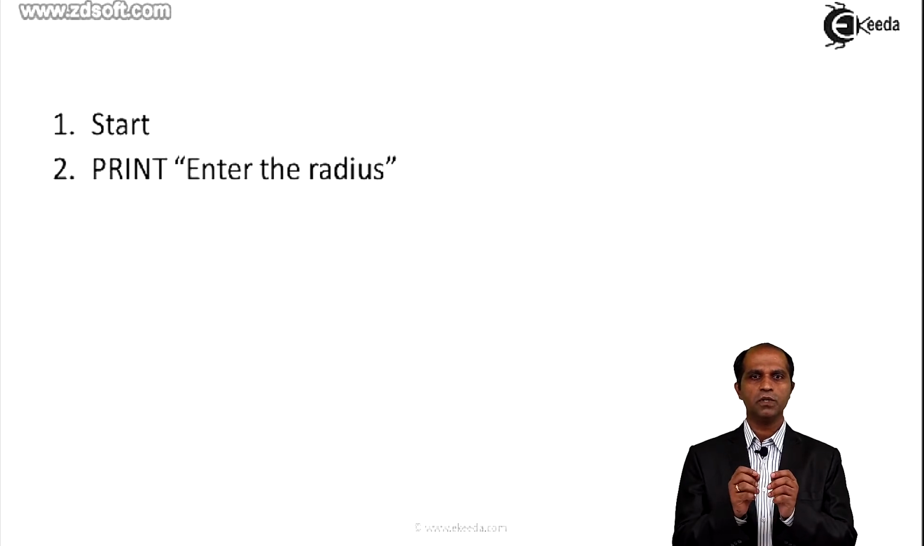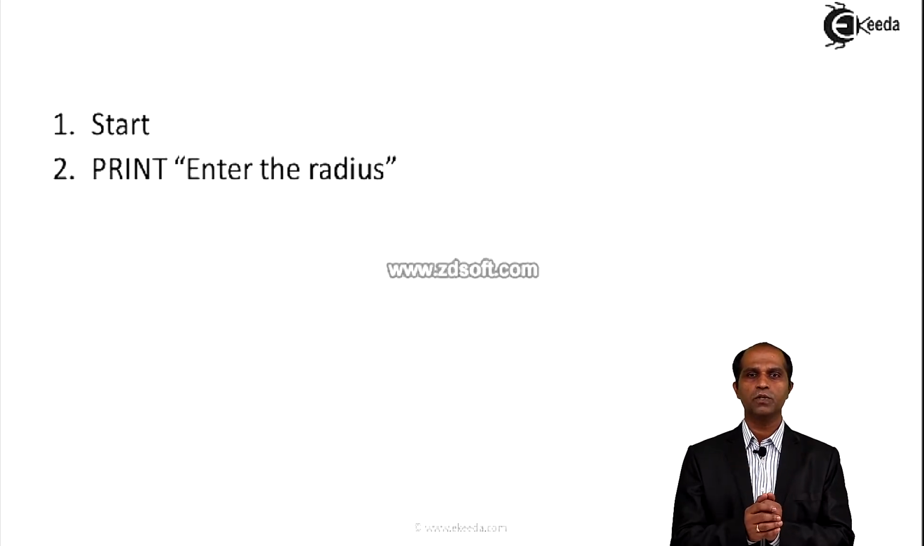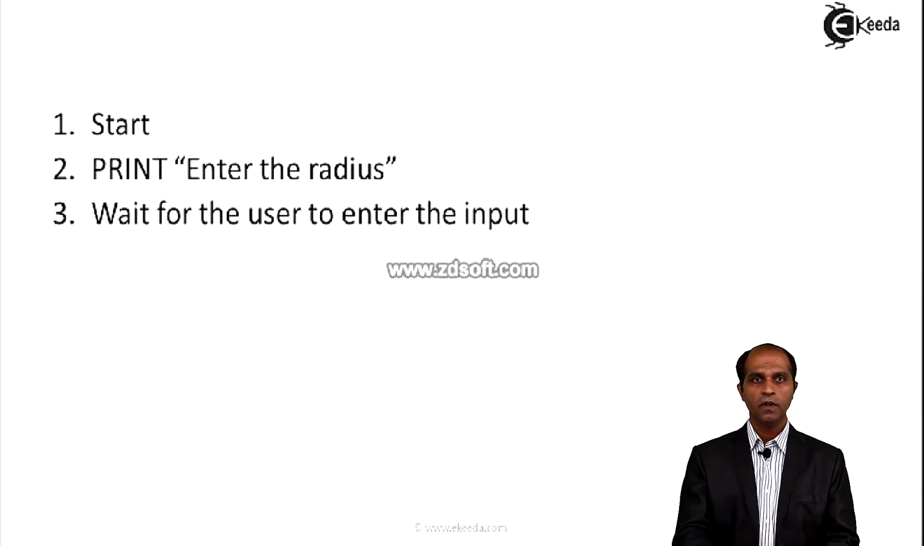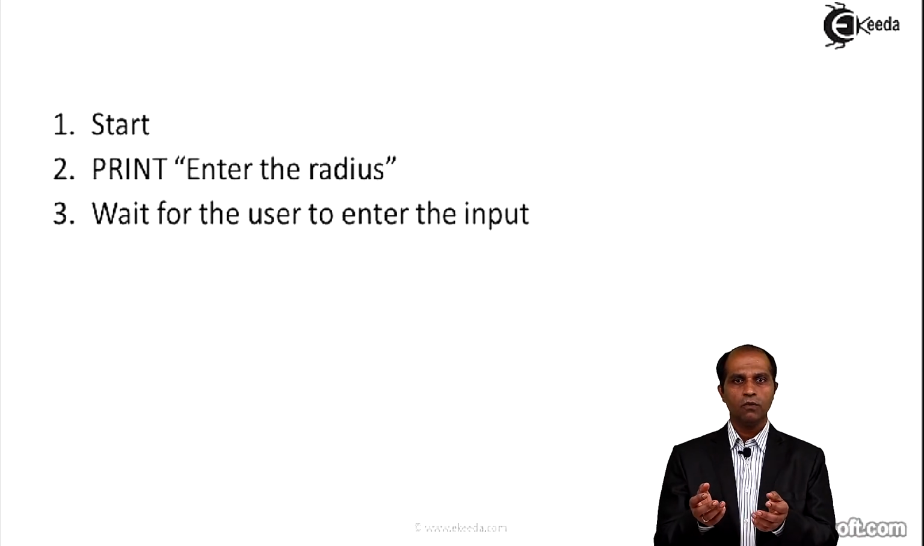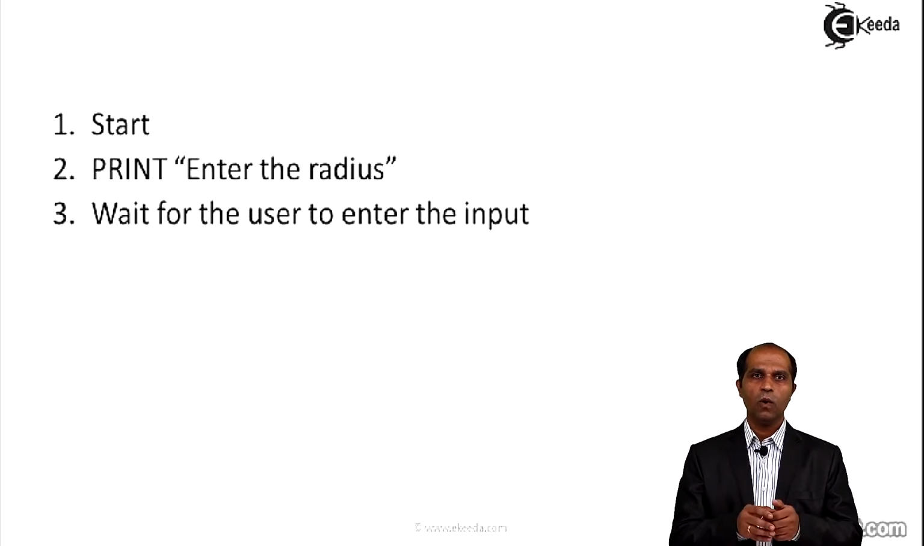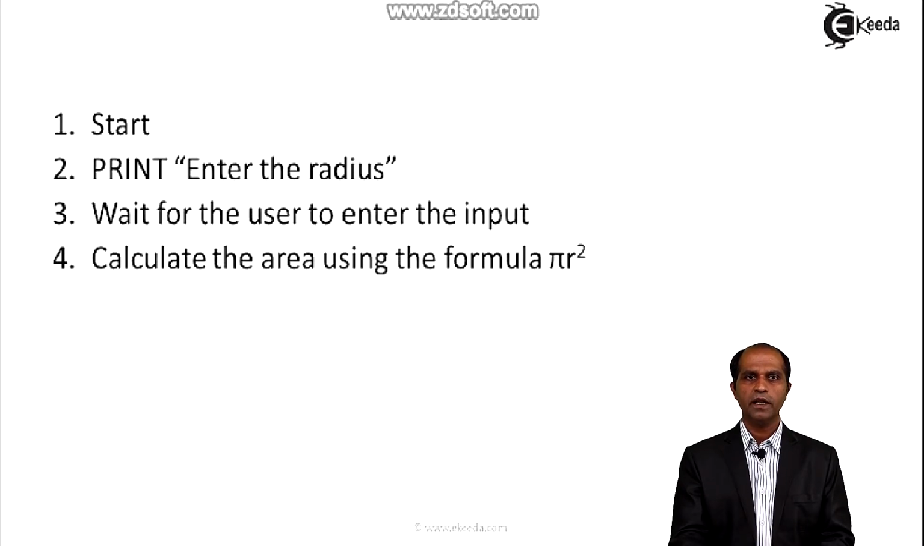So first I'll use a message to be displayed to the user so that he can get this particular message and enter the input. Now we have to wait for the input so that the user can enter. Once the user has entered the input, then we can start the processing part. So the third step says wait for the user to enter the input. Once the input has been entered, then we can calculate the area using the formula pi r square.